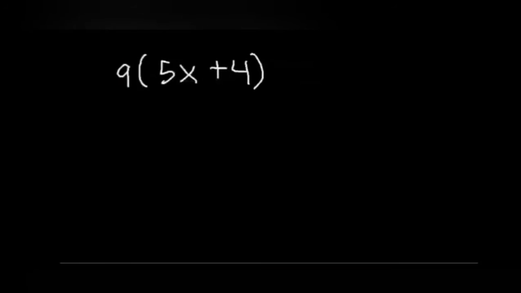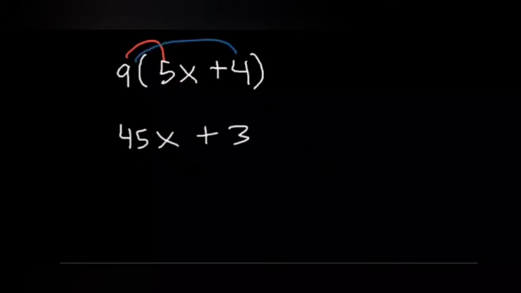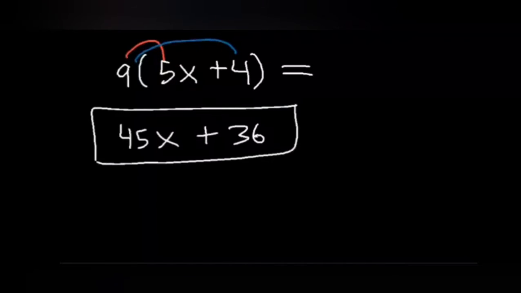Take another example. Right now we have 9 bracket 5x plus 4. We're going to open the bracket. To do that, what we have outside multiplies all the terms inside. 9 times 5x gives us 45x. 9 times 4 gives us plus 36 as our final answer. It cannot be simplified further because they are unlike terms.